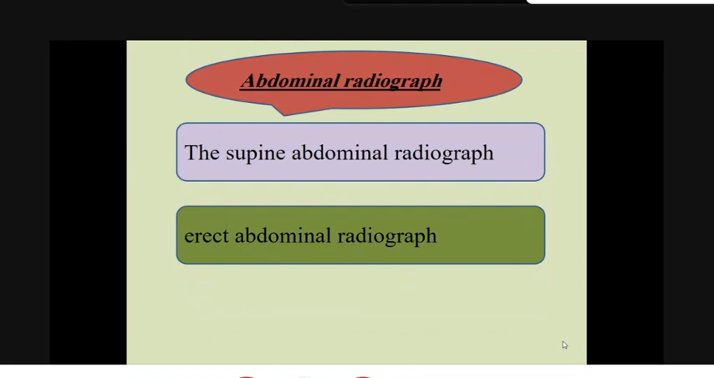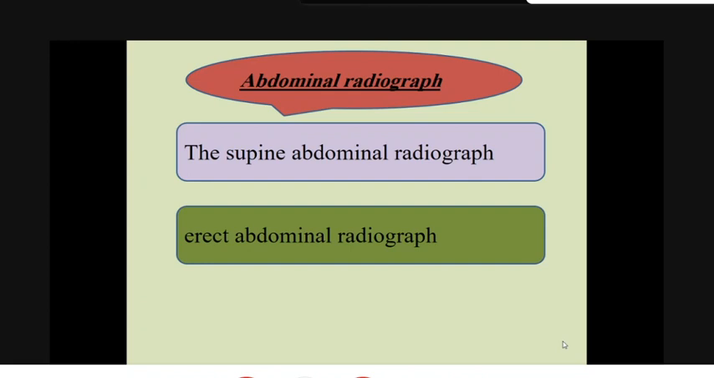The second radiograph we can use for assessment of acute abdominal condition is the abdominal radiograph. Two types of plain abdominal radiograph can be used: the supine abdominal radiograph and the erect abdominal radiograph. A third radiograph can be used, which is the left lateral decubitus film, but it has very limited use. The most widely used are the supine and the erect abdominal radiographs.